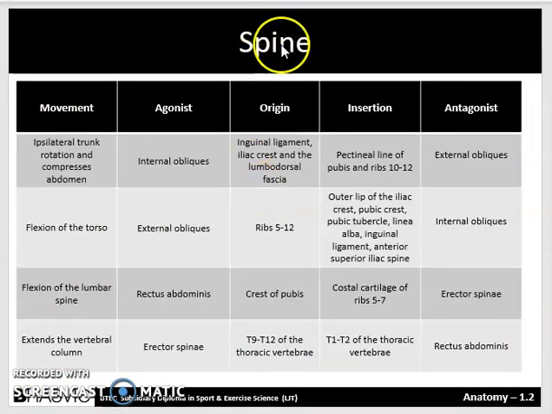Finally, the spine, when the internal obliques are the agonist of the spine, the movement will be ipsilateral trunk rotation and compresses abdomen, and the antagonist would be external obliques. The insertion will be pectineal line of pubis and ribs 10 to 12. The origin will be the inguinal ligament, iliac crest, and the lumbodorsal fascia.